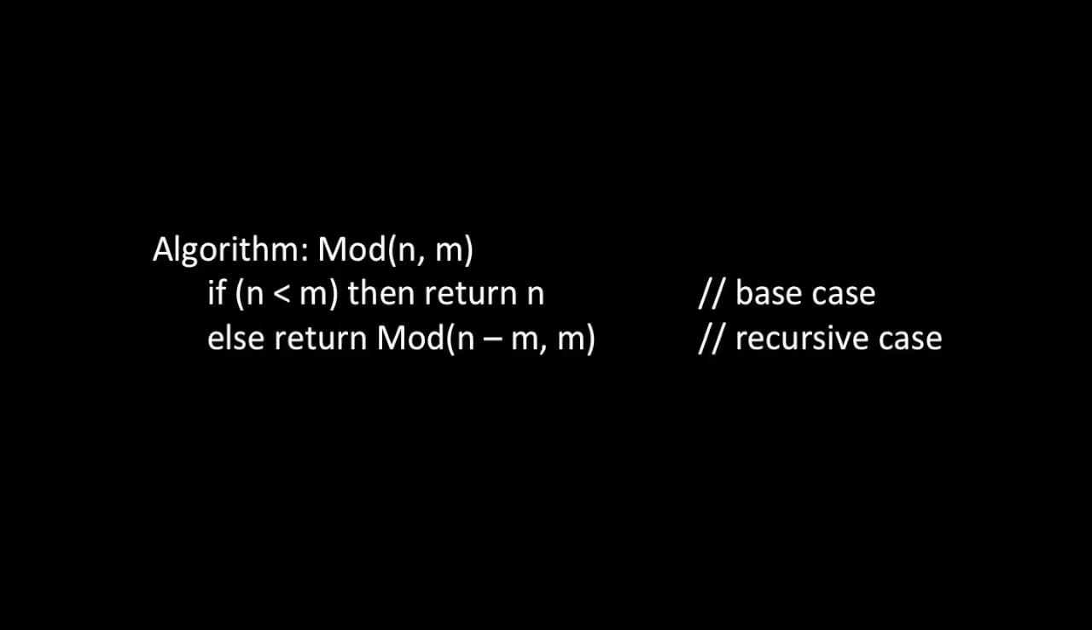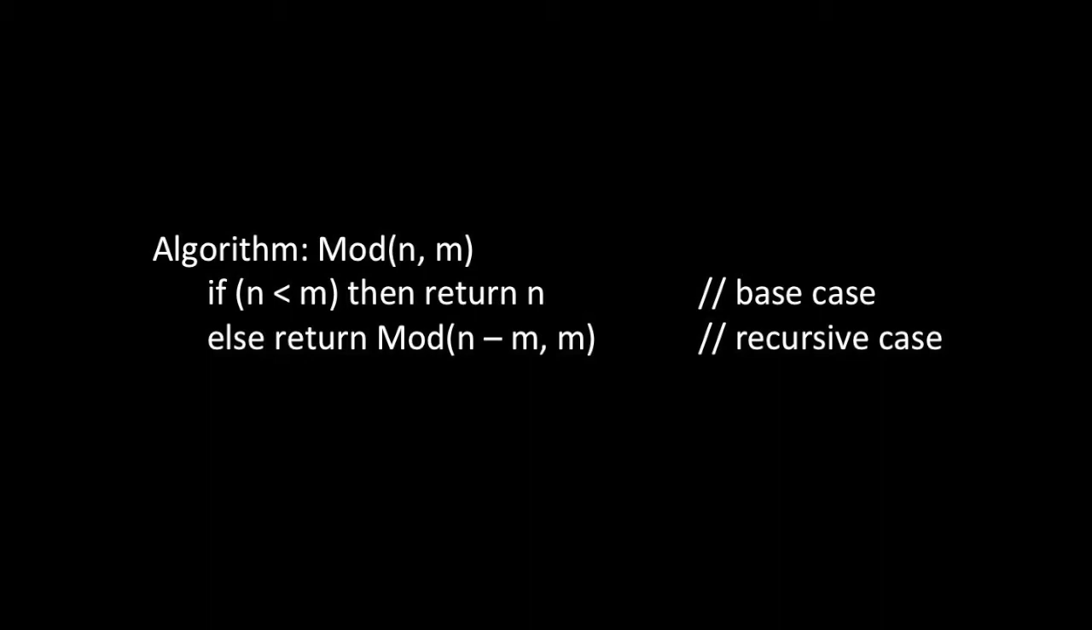Here's the pseudocode algorithm for this approach. The algorithm is called mod. It takes two arguments, n and m. If n is less than m, then return n, else return mod of n minus m and m. And each time it recursively calls mod, n will be decremented by m, and the problem becomes simpler and simpler until at some point n is less than m, and I'll reach my base case and return n.